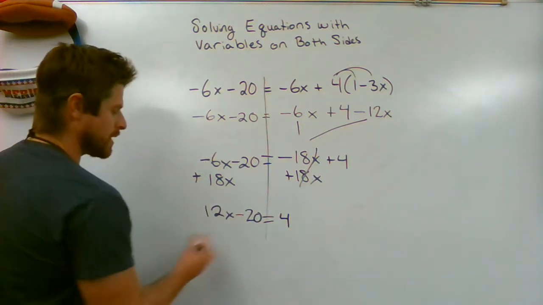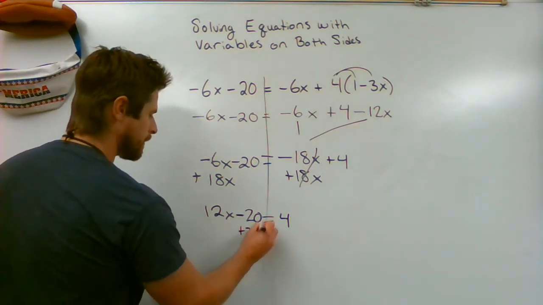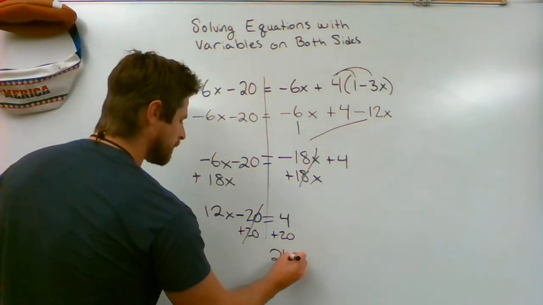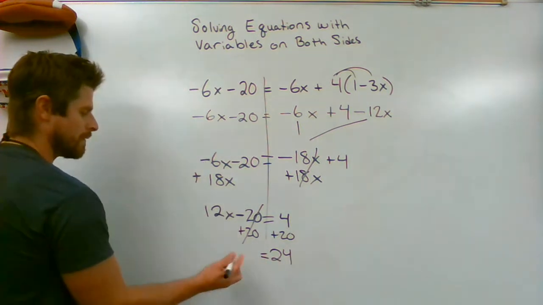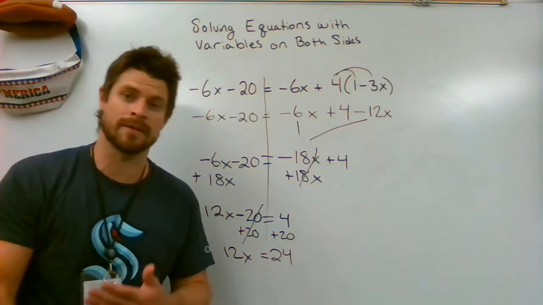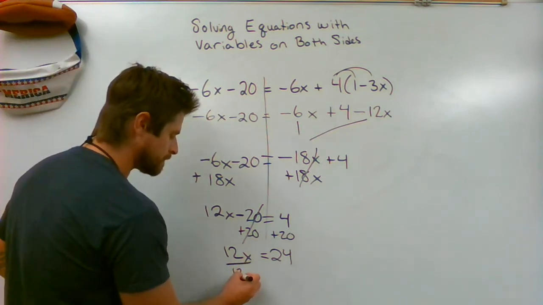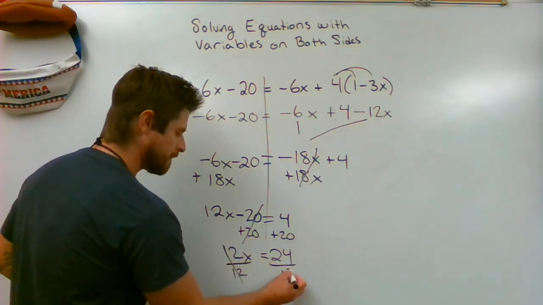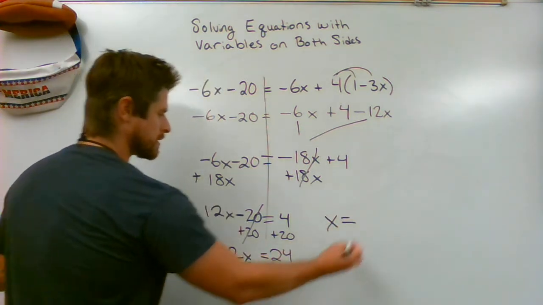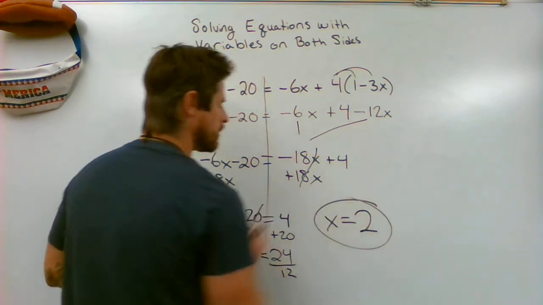Now I'm in a two-step equation. I'm going to do the inverse operation. Opposite of subtracting 20 is adding 20. That'll cancel that out. 4 plus 20 gets me 24, which is equal to 12x. And my last and final step is to use the inverse operation to multiplication. 12 times x. Opposite would be to divide. Cancels out, divide. And I'm left with x equals 24 divided by 12, which is a very simple 2.